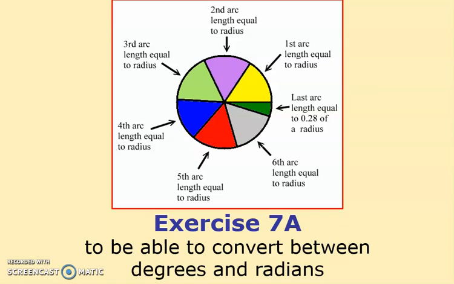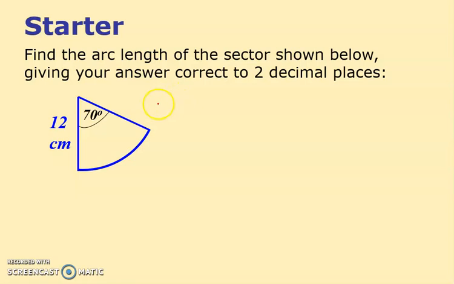Hi there, this is exercise 7A. We've got a lot to get through. We're looking at a new way of measuring angles, and they're called radians. So let's have a go at this. A little reminder from GCSE Maths.